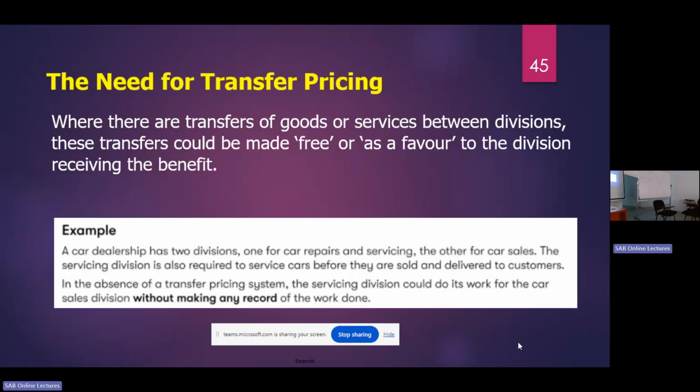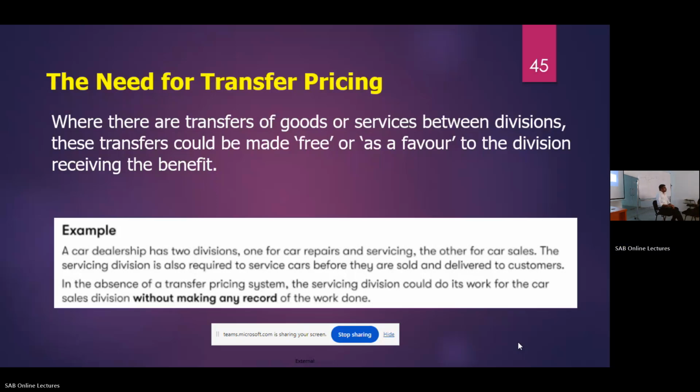For example, a car dealership has two divisions. One is car repair and service, the other is car sales. The service division also is required to service cars before they are sold and delivered to the customer. In the absence of a transfer pricing system, the servicing division could do work for the car sales division without making any records of work done. Now it's like this. We have a car sale. We have a service center.